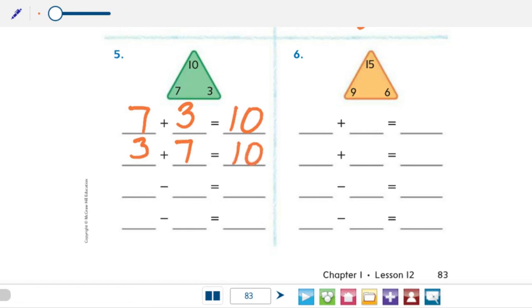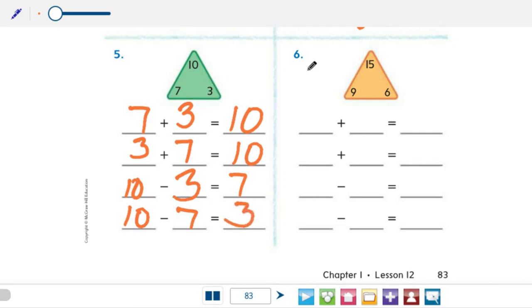When I work on my subtraction problem, I start with the greatest number, which is my 10, and I can choose whichever side. In this case, I'm going to choose to go to the right. So 10 minus 3, and the only number I haven't used is that 7. And then last but not least, I start with my greatest number, which is 10, slide down to the left and minus that 7, and the answer is going to be 3.